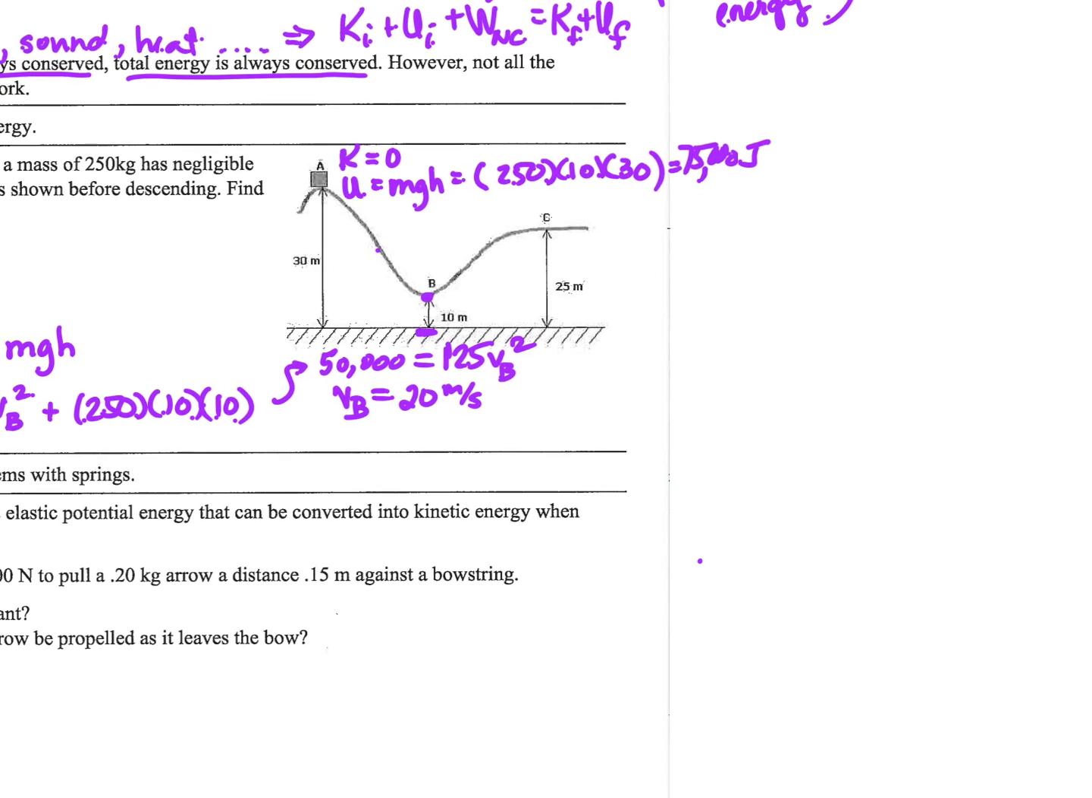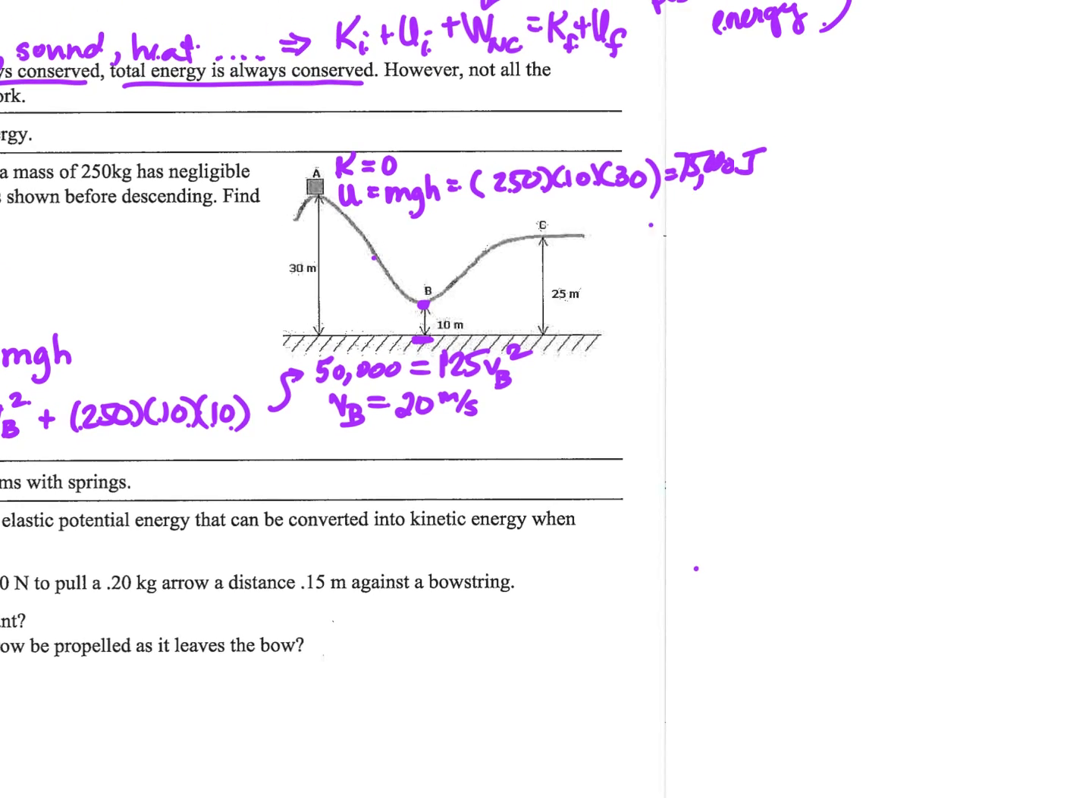So we know the kinetic energy at A plus the potential energy at A equals the kinetic energy at C plus the potential energy at C. Well, we know this is 0. We know this is 75,000. We did that already. So it makes my problem easier.